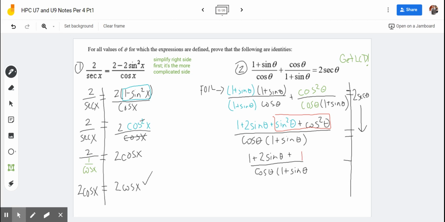And again, equals, it's going to keep on putting that arrow down. 1 plus 1 is 2. We can combine those terms, so it becomes 2 plus 2 sine theta over cos theta times 1 plus sine theta. All right, let me zoom in a little bit here.